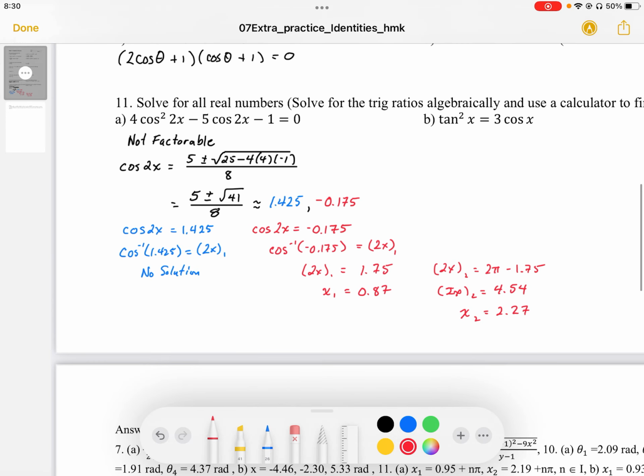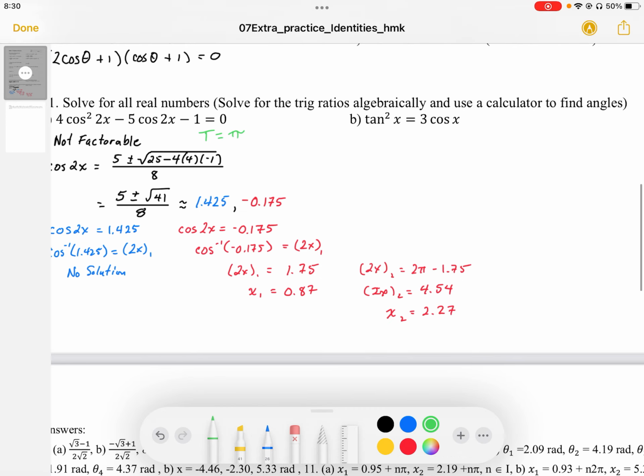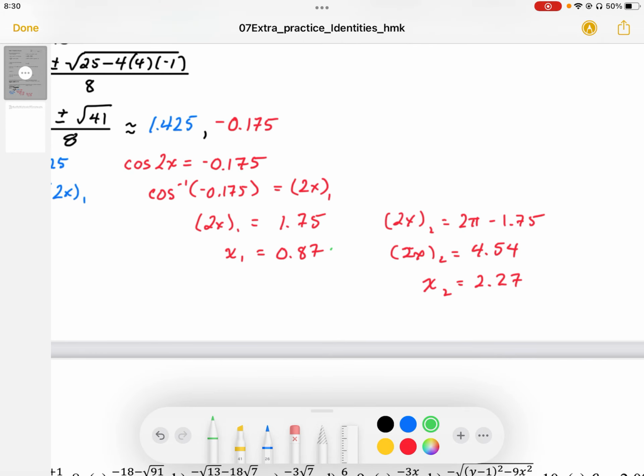Now, it does say for all real numbers. So when I'm solving for all real numbers, I need to know the period of this function because we're going to have repetitions of these. So the period in this case is going to be 2 pi over 2, so the period is going to be pi. So then to show all real numbers, I'm going to add in plus n pi here and plus n pi. So I'm just going to add pi to get new solutions. So these are the two primary solutions. I have repetitions based on the period, and I also should state that n is an integer. So it goes up by plus pi, plus pi, plus pi.